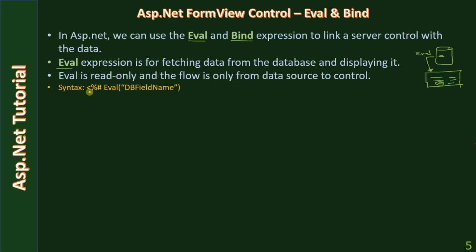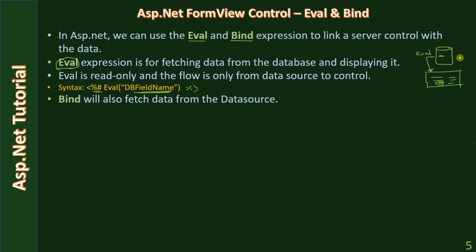The syntax here is <%# and here you have to close it, right? Then Eval("db field name"). So this db field name is the one that is configured in the data source control. That means in our SQL data source, if we picked a specific field from the data table, that name we have to specify here, right? And this will be part of our bound control that we will see when we are going to the demo. Alright, eval is one expression that's read only and data movement is one way.